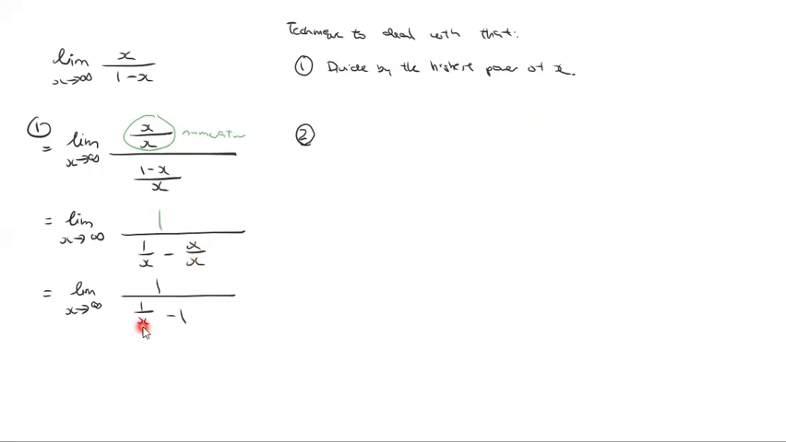Now, follow what happens as x goes to infinity. Does 1 change? No. Does minus 1 change? No. What does 1 over x go towards then? 0. So basically, you can now say that's 1 over 0 minus 1, which will be -1.